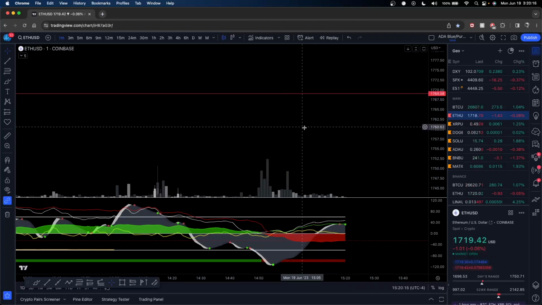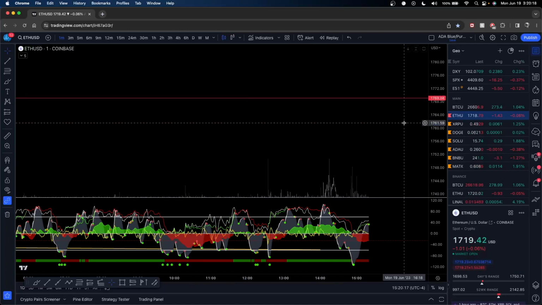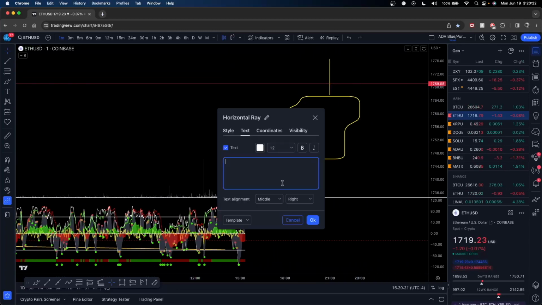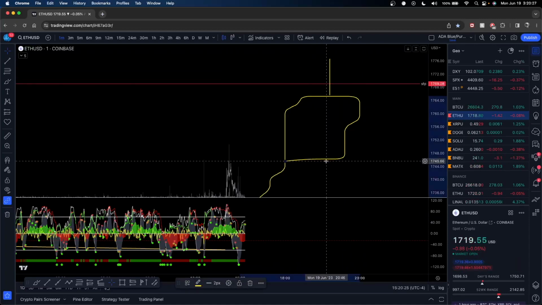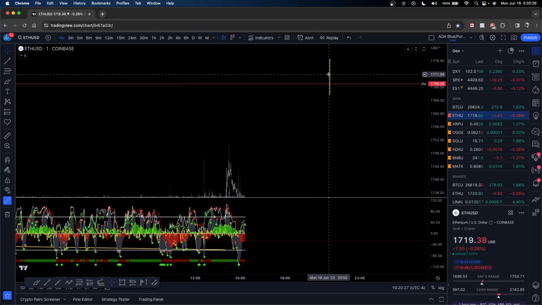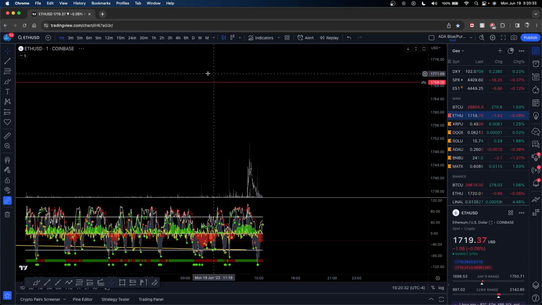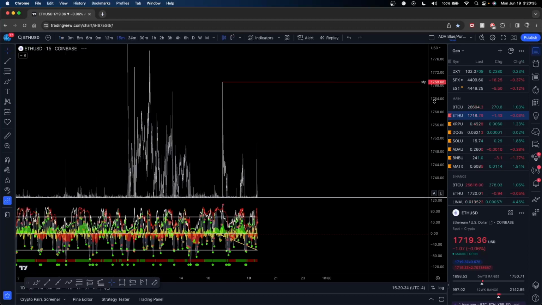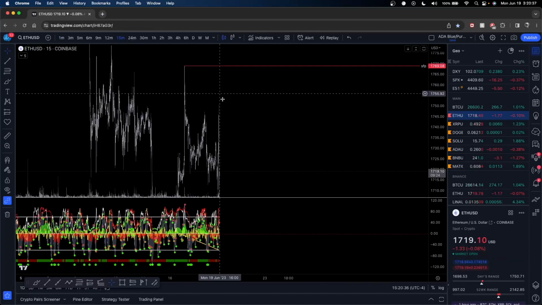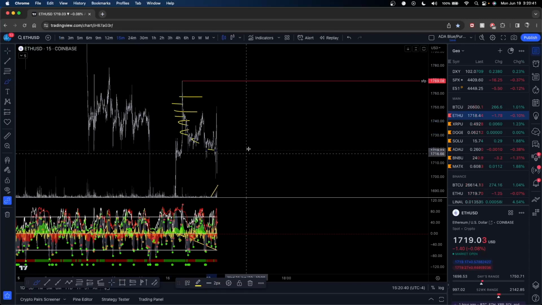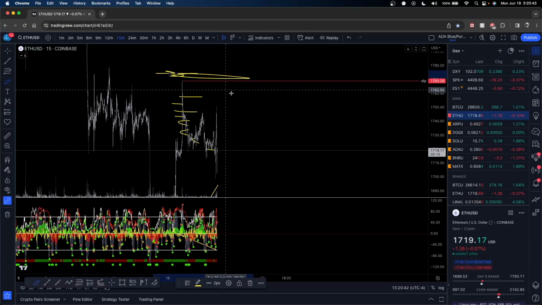And the reason why swing failure patterns even happen, guys, is because, keep in mind, there is liquidity. This line we already identified as our SFP, right? That means that a lot of people that were short from anywhere here, literally anywhere here, their stop loss is above this high.